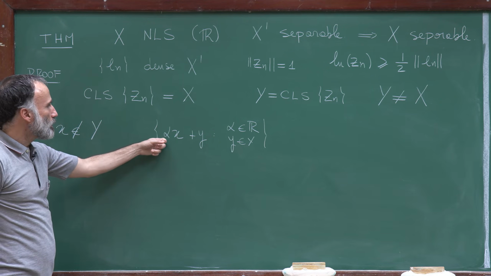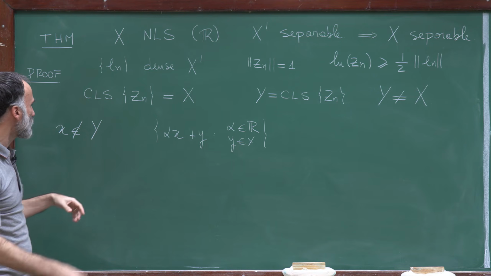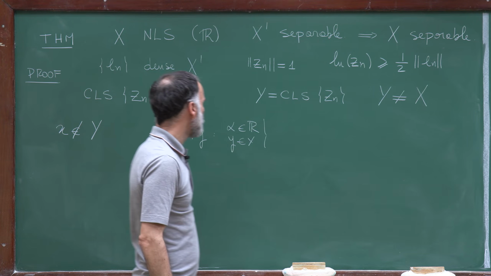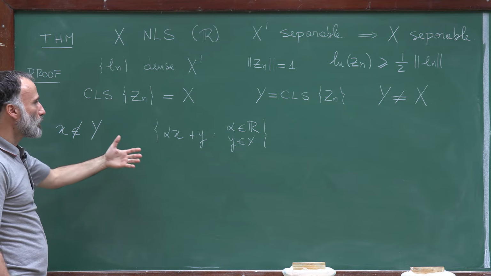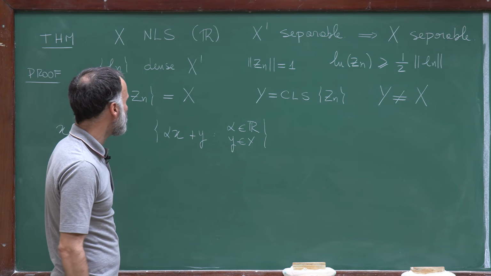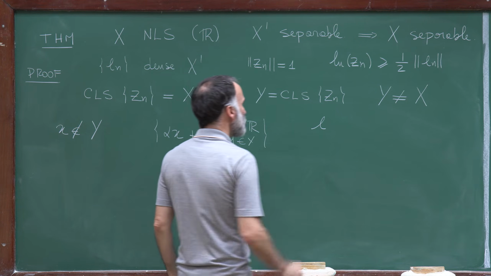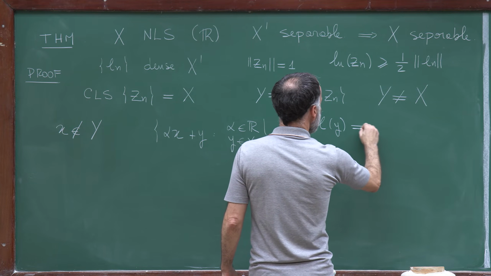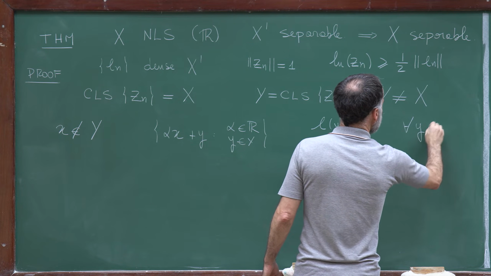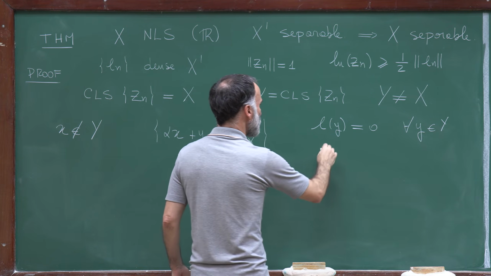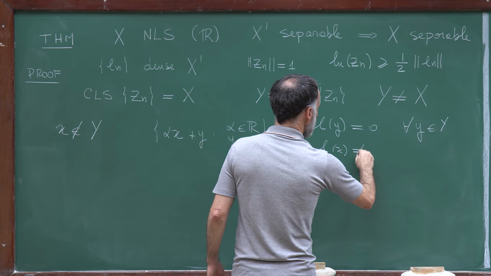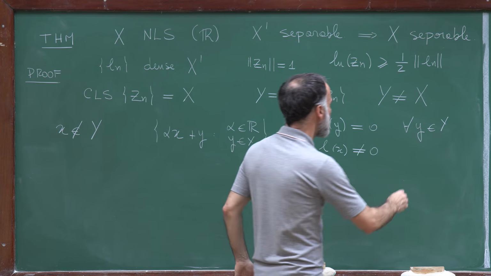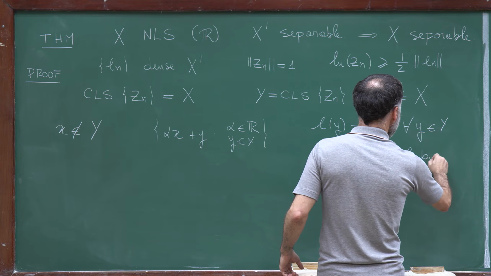And define a bounded linear function on this space, use Hahn-Banach to extend it to the whole space. Why is it a closed set? So it's possible, and we did that already before, so I won't repeat it here. We can find a bounded linear function L such that L of y is equal to 0 for all y in Y, and L different from 0. So L of x different from 0.